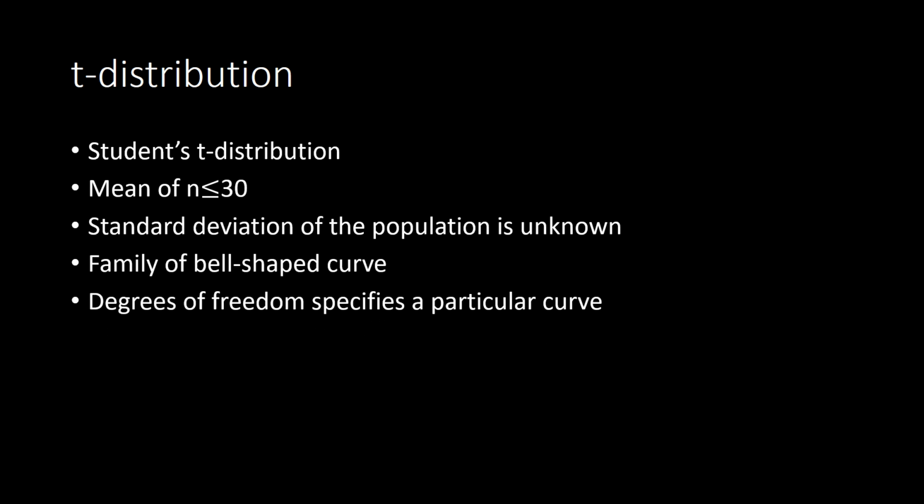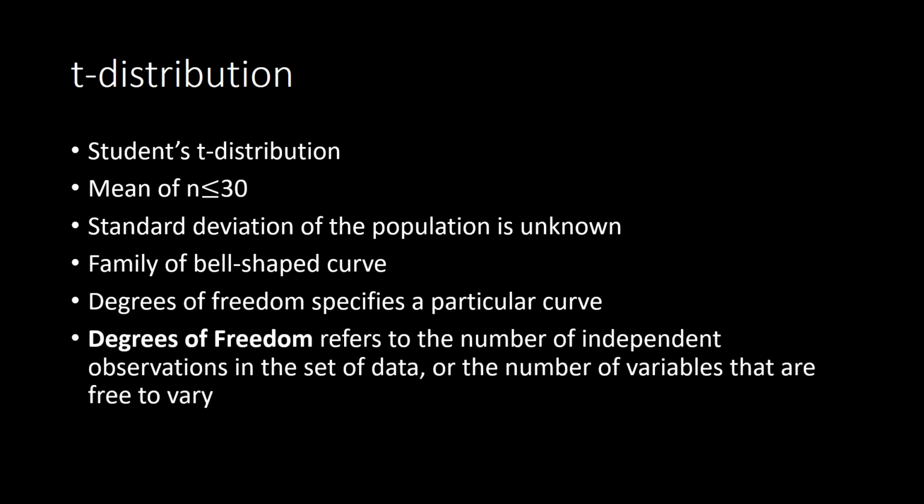Another one, when we talk about t-distribution, we are considering the degrees of freedom, which specifies a particular curve. When you say degrees of freedom, this refers to the number of independent observations in the set of data, or the number of variables that are free to vary. More likely, this is simply n minus 1. So from the sample size, we subtract 1, and that's our degrees of freedom. So what does it mean? This simply means that the n minus 1 is the number of variables that are free to vary.